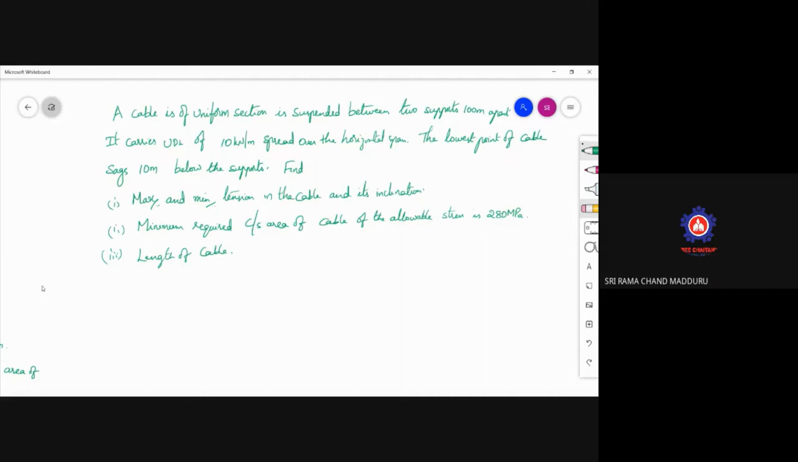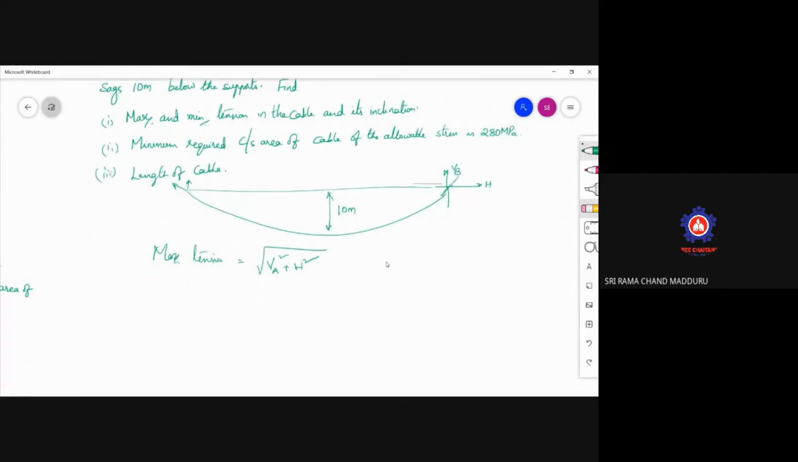So the dip is given, which is 10 meters. A parabolic cable is there. The central dip is 10 meters. Here, for maximum and minimum tension, remember, maximum tension is nothing but the square root of VA square plus H square. This is our VA or VB, anything is the same. This is H. So T max is the square root of VA square plus H square, whereas minimum tension is when VA becomes zero, the square root of H square, that is, minimum tension is nothing but H.